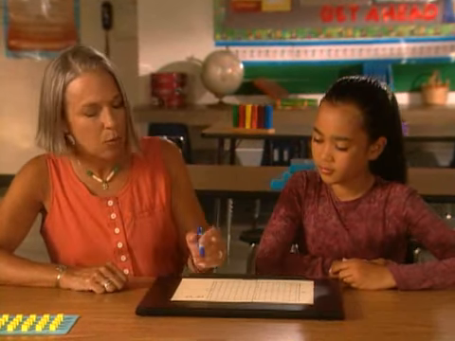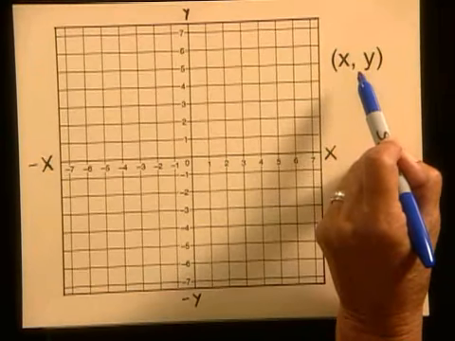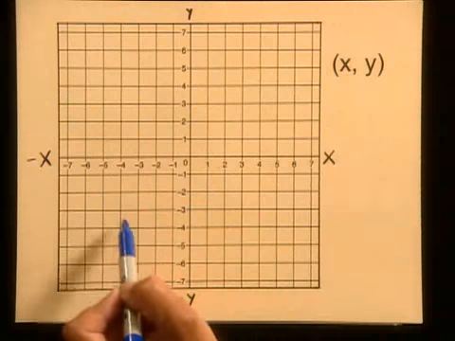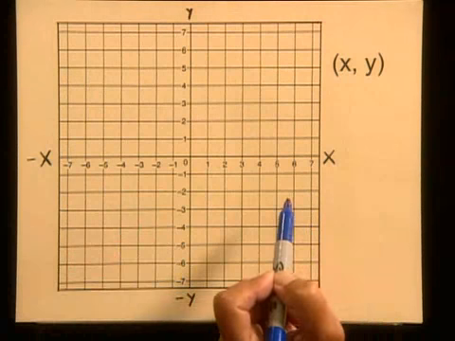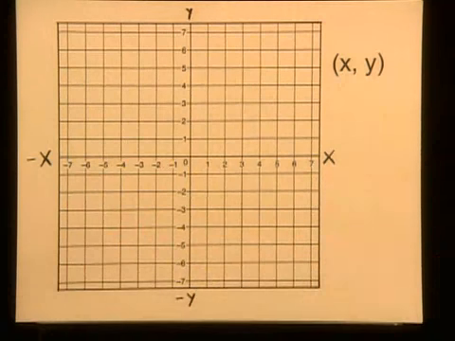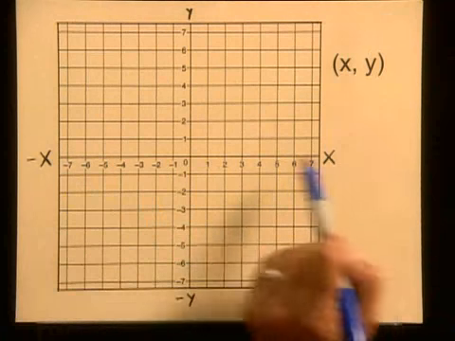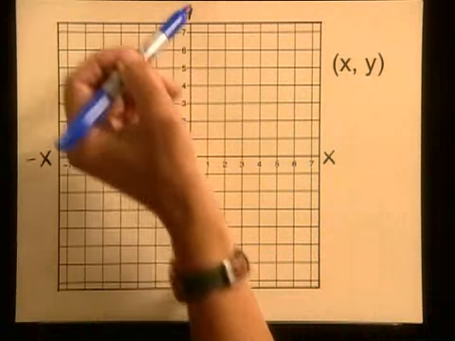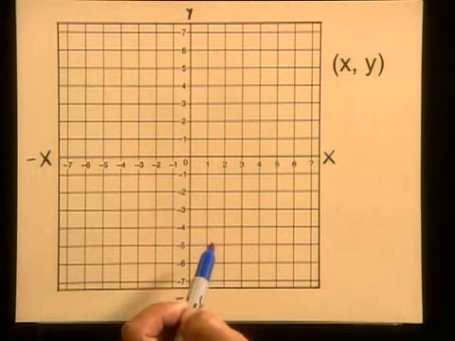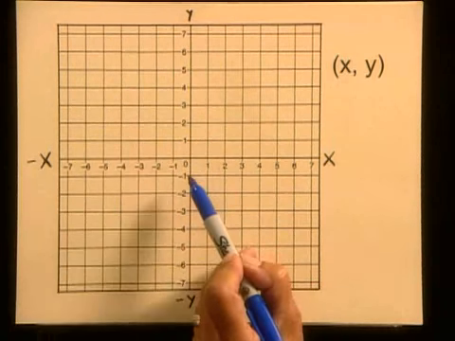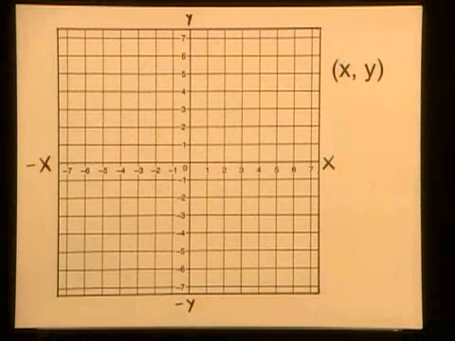When we're working with ordered pairs in math, we're working with x, y coordinates. And x, y coordinates help us to know where to plot points on a coordinate grid. This is a coordinate grid right here, and it's made up of two number lines that run perpendicular to one another. We have the horizontal x-axis or number line, and we have the vertical y-axis or number line. And those meet at the midpoint called the origin.